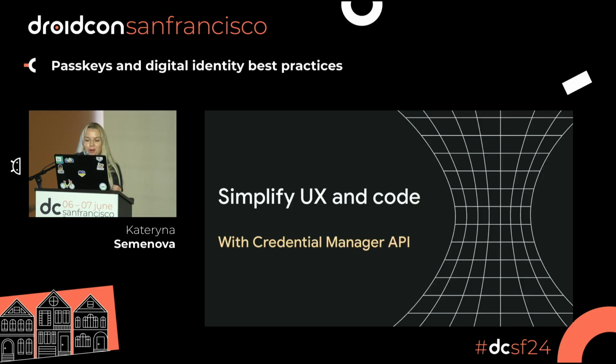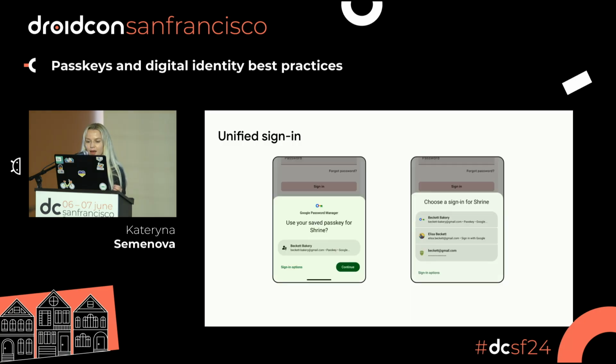Now let's talk about the engineering part, like how to actually implement it and what developers need to do. Our recommendation is to use the Credential Manager API to simplify the user experience and also your code base. The Credential Manager API provides a simple user experience by consolidating passkeys, sign-in with Google, and passwords into one single interface. To reduce complexity, the system automatically shows the most secure and relevant login option, and users always have a choice to select the sign-in method.